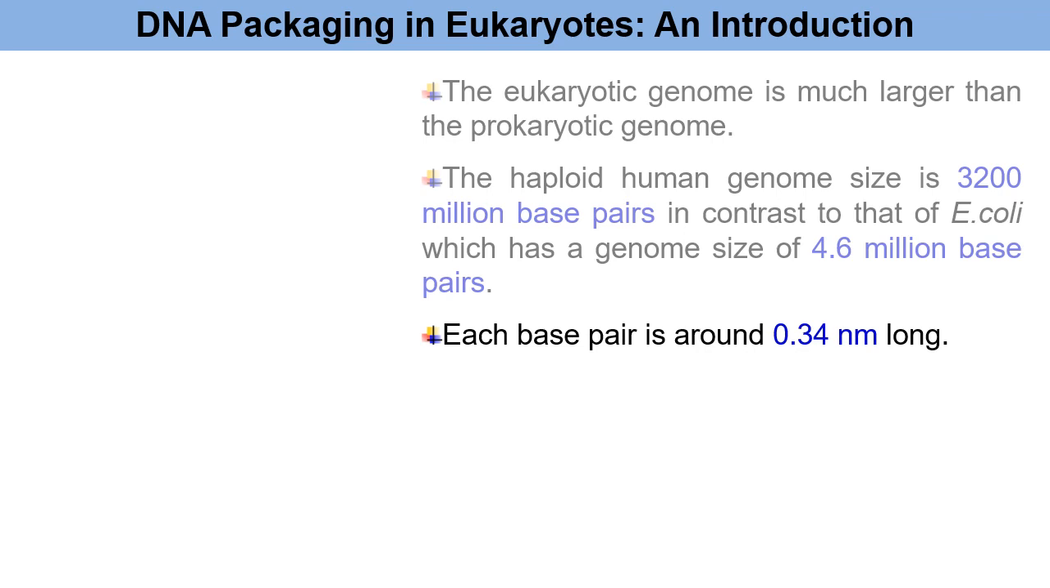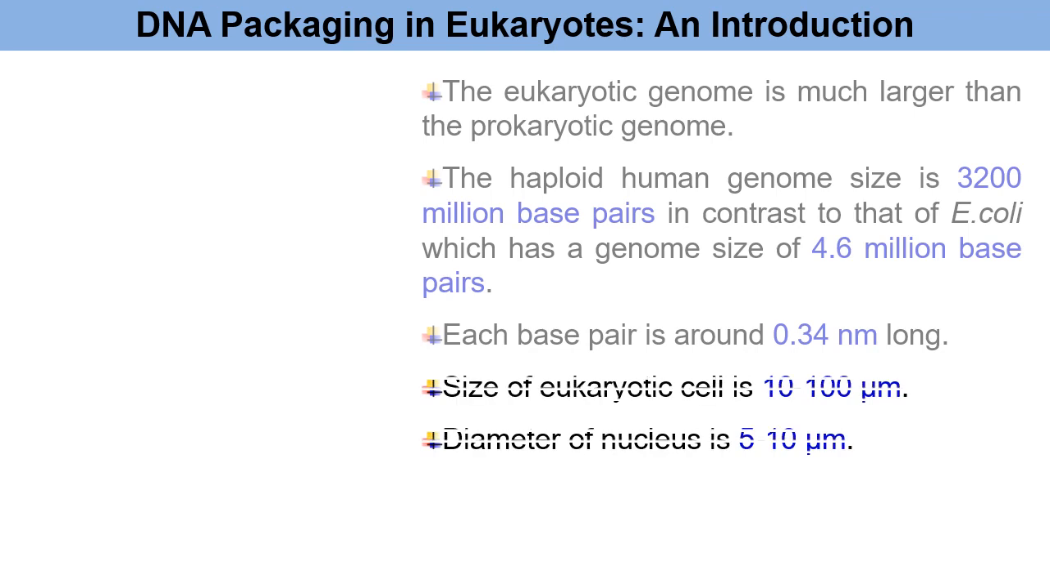If we recall the structure of the DNA, which has a diameter of 2 nanometer, each base pair in the Watson-Crick model of DNA is around 0.34 nanometer long. Now if we do a mental calculation, the DNA as such will be about 2 meters long, and it is practically impossible to fit a DNA of this length into a membrane-bound organelle called the nucleus inside the eukaryotic cell, which has a size of only 10 to 100 micrometer.